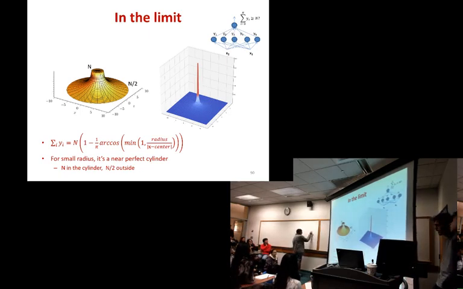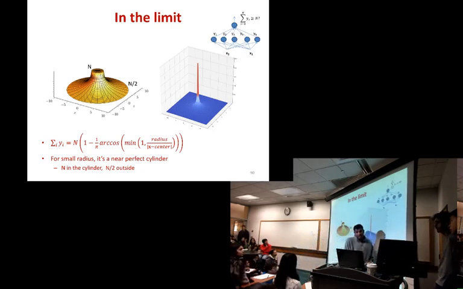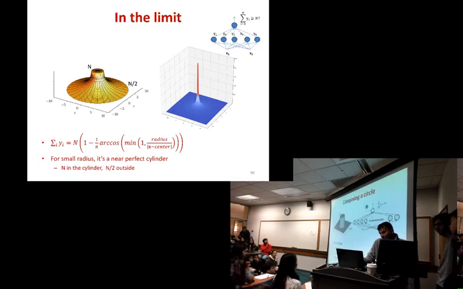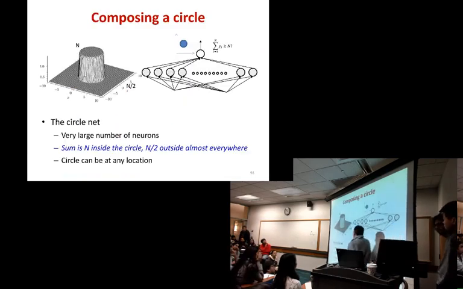And as this width decreases, it gets steeper and steeper. In the limit, it's going to be a 90 degree cylinder. A really thin cylinder with the walls at 90 degrees. Right? And once I get something of this kind, what I really get is a cylinder where the sum is n inside and n over 2 outside.